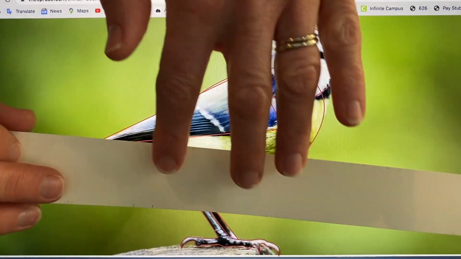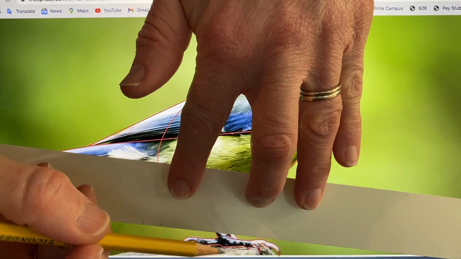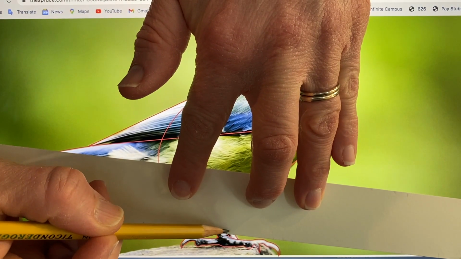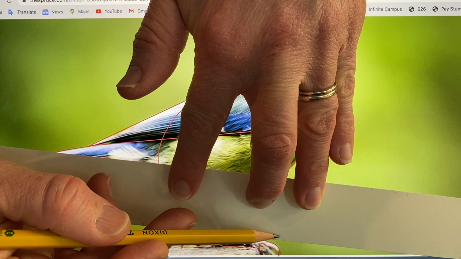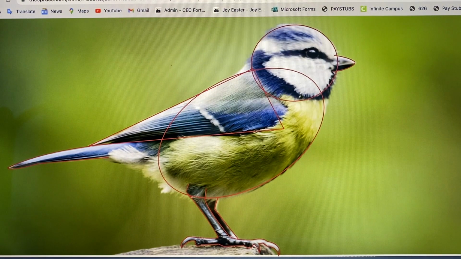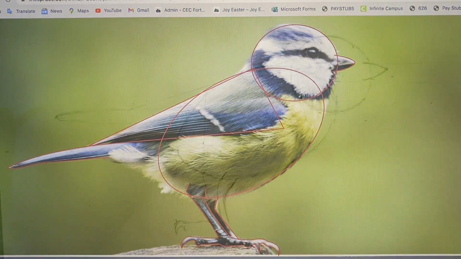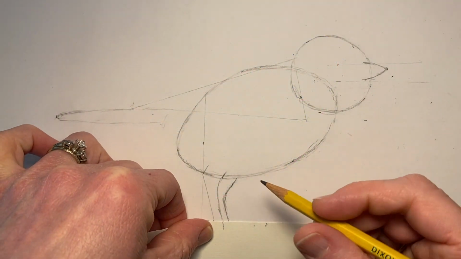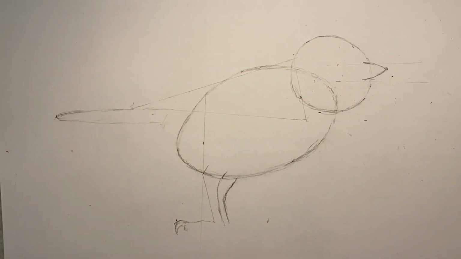Now I need to determine how long the talon is on the other side of the leg. So I'm going to mark two spots where the leg begins and then where the talon ends. Make sure to put the measurements on my drawing, and then I'm going to once again use my observation skills, really study that reference photo so I can get all the lines correct.